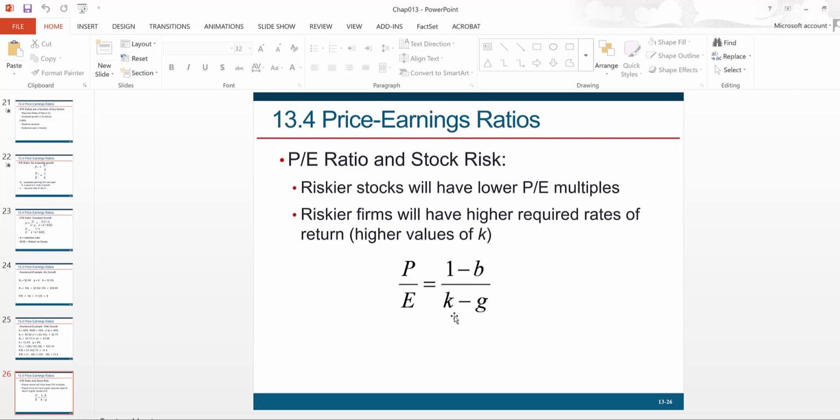What this equation is telling us is that riskier stocks with higher K are going to have a lower P ratio, and then as we also said, the higher the growth rate, as long as that growth adds value, ROE is greater than K, we get this higher P ratio for higher growth rates.